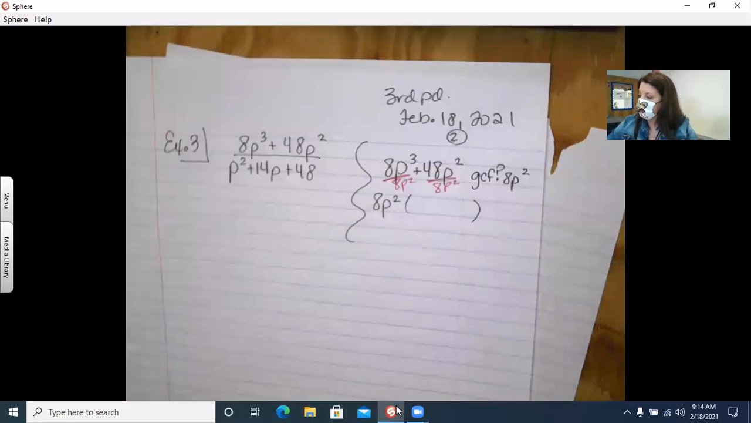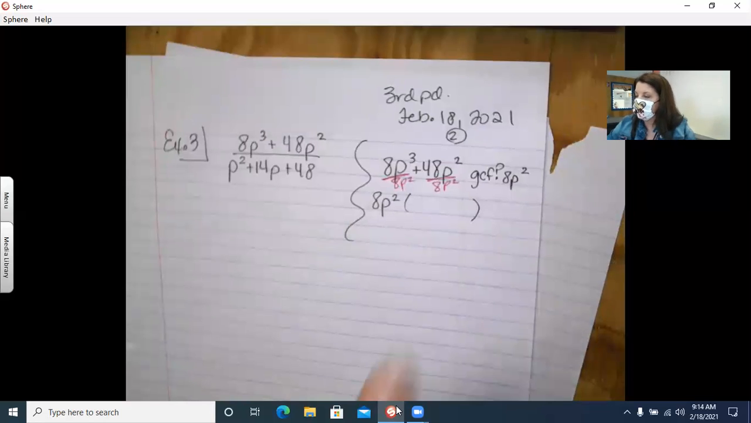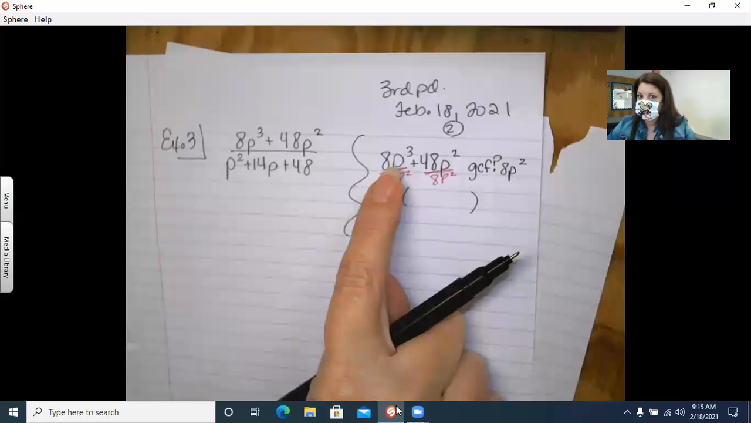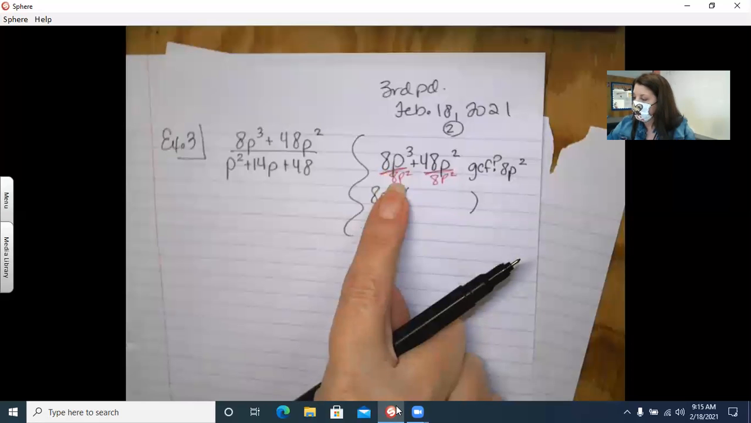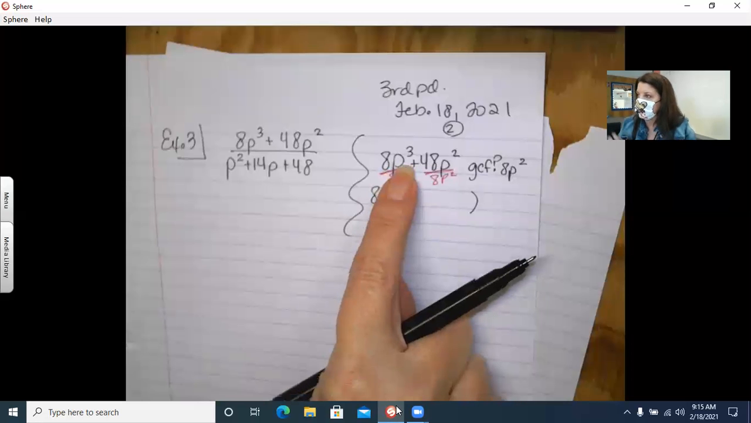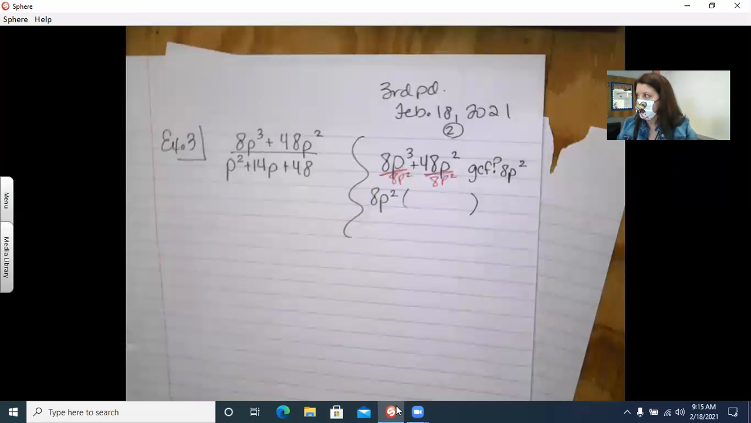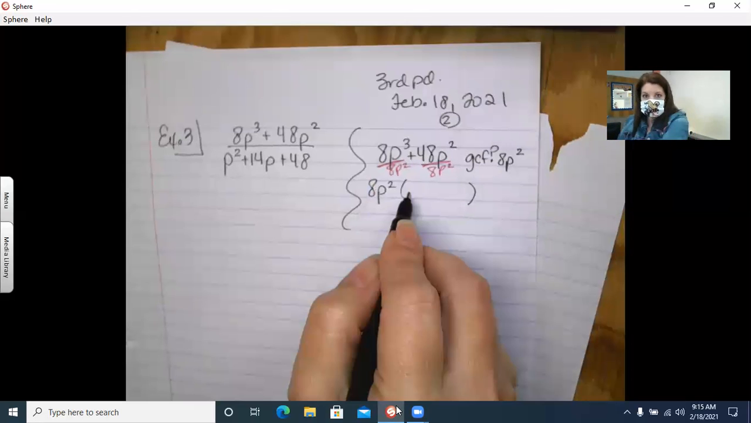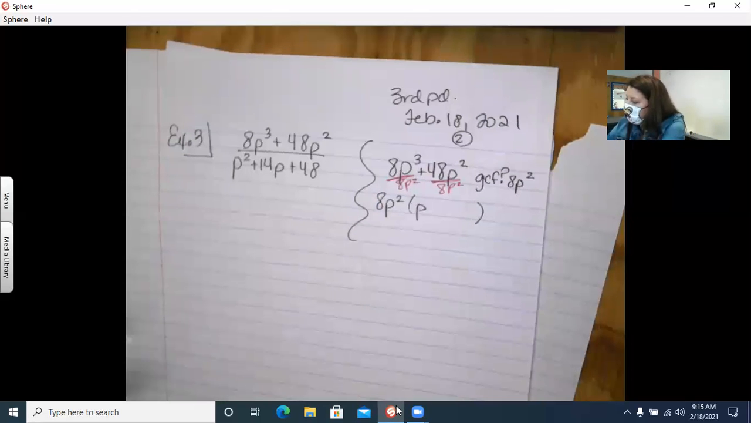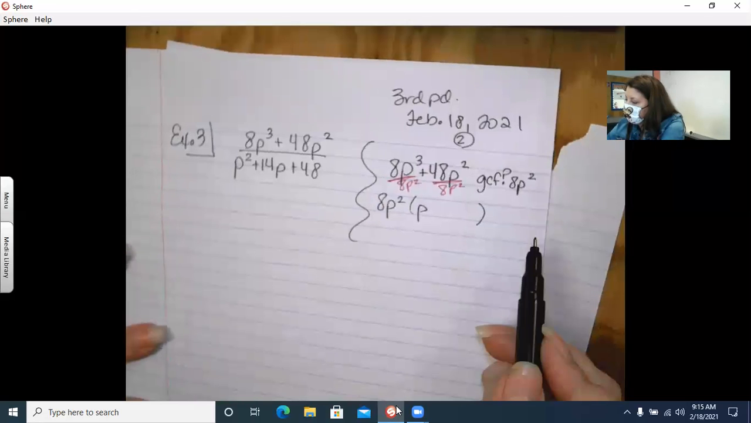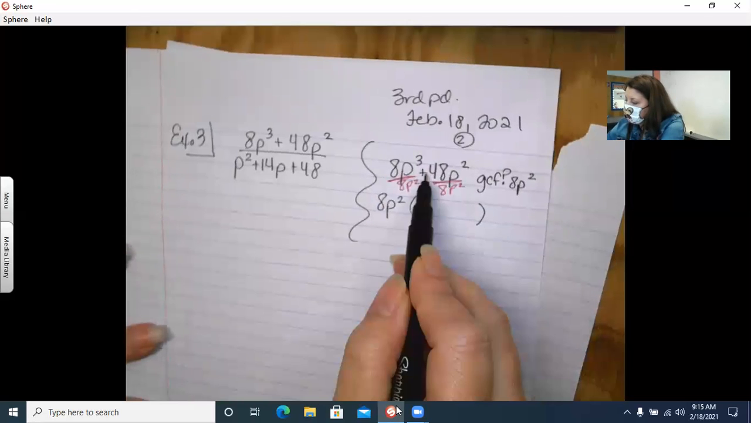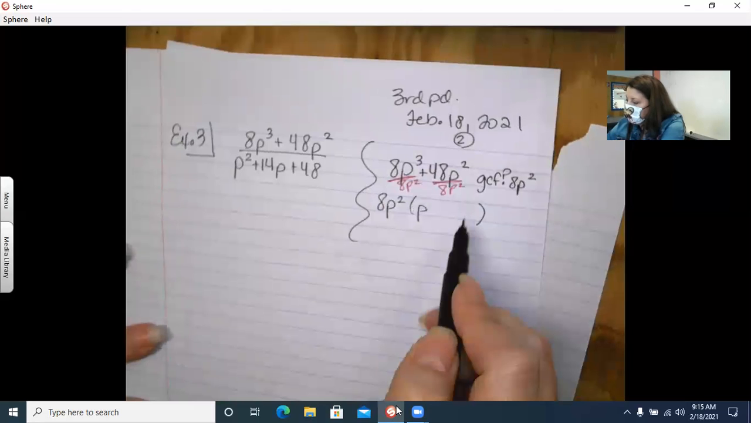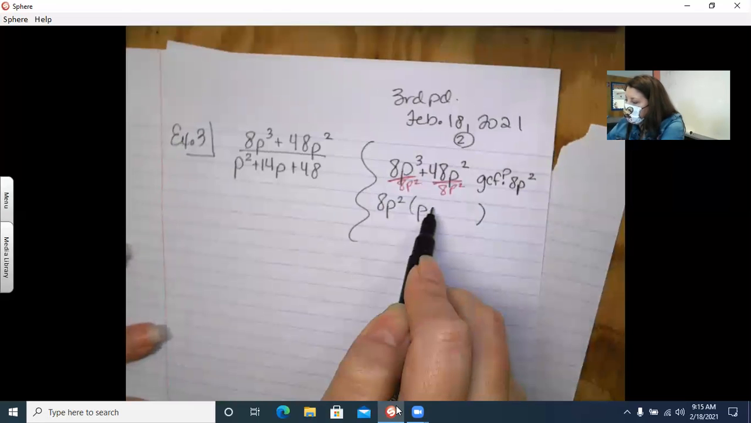So 8p cubed divided by 8p squared. Well, first of all, what's 8 divided by 8? 1. And then p cubed divided by p squared. I had 3 p's, I took 2 out. How many's left? Just p, right? So 1p is the same thing as p. We cool with that? Sorry, I keep moving my paper around. All right, next term, is it going to be positive or negative? I got a positive divided by a positive. Positive. And let's just do this one step at a time.